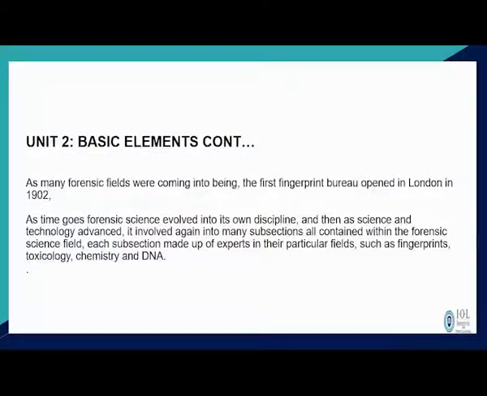Unit 2, Basic Elements, continued. As many forensic fields were coming into being, the first fingerprint bureau opened in London in 1902. As time went on, forensic science evolved into its own discipline, and then as science and technology advanced, it evolved again into many subsections, all contained within the forensic science field. Each subsection is made up of experts in their particular fields, such as fingerprints, toxicology, chemistry, and DNA.